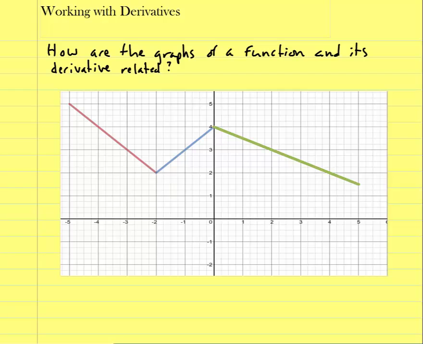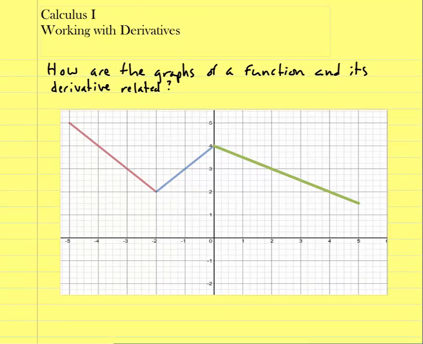Now that we know a little bit more about derivatives, we're going to start talking about a function and the graph of the function along with its derivative. So this graph that we see right here is the graph of y equals f of x. So it's our original function. Now what we want to do is come up with the graph of the derivative. So this is our original.